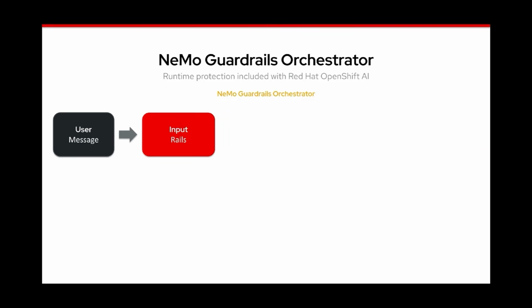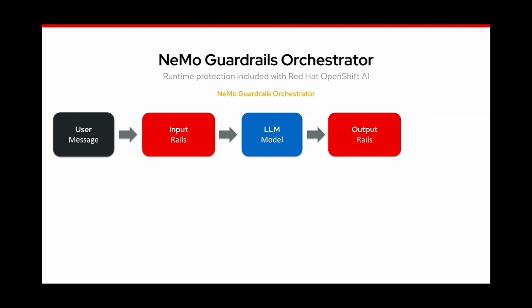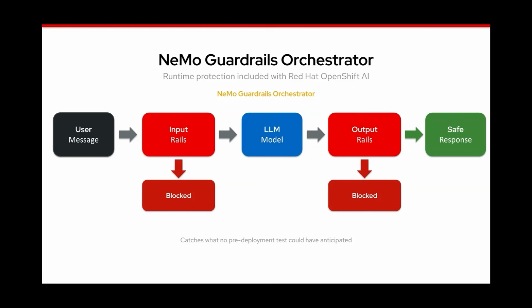It exposes endpoints that can validate a message against your configured rails without even generating a response, or run input rails on the incoming message, generate the response, and check it through output rails before it ever reaches the user. Pre-deployment scanning with Garak catches what you already know to test for. The NeMo Guardrails Orchestrator catches what happens live.